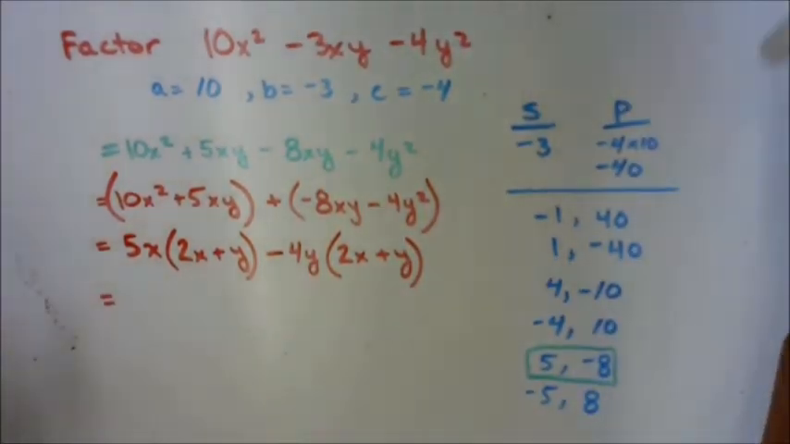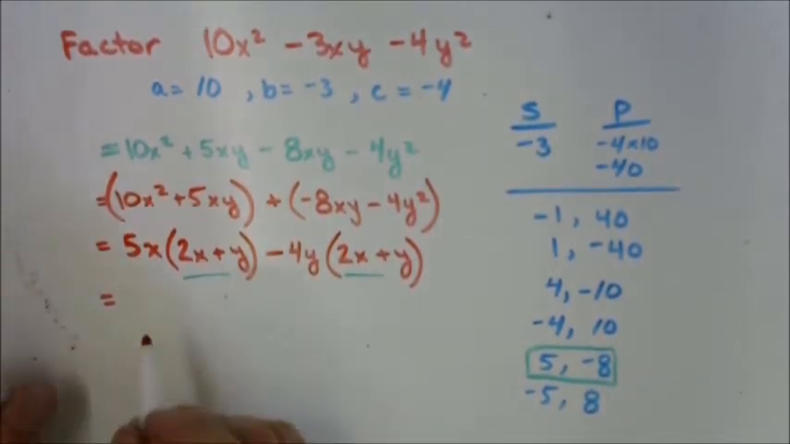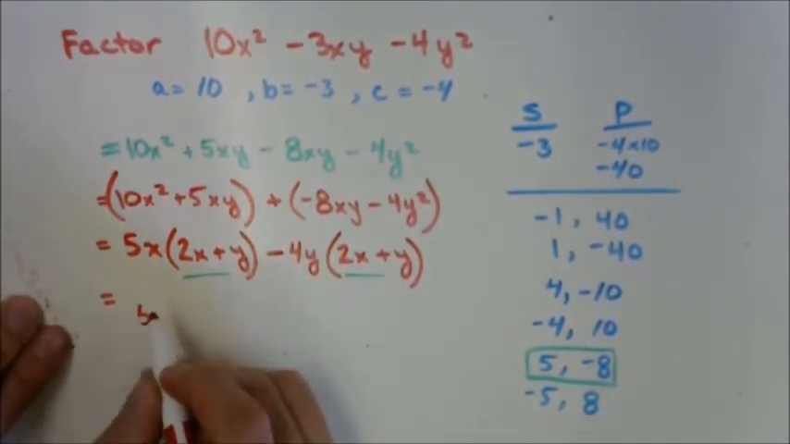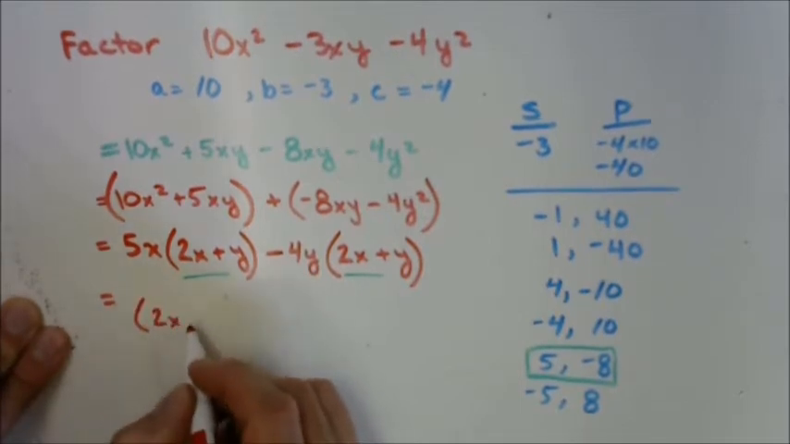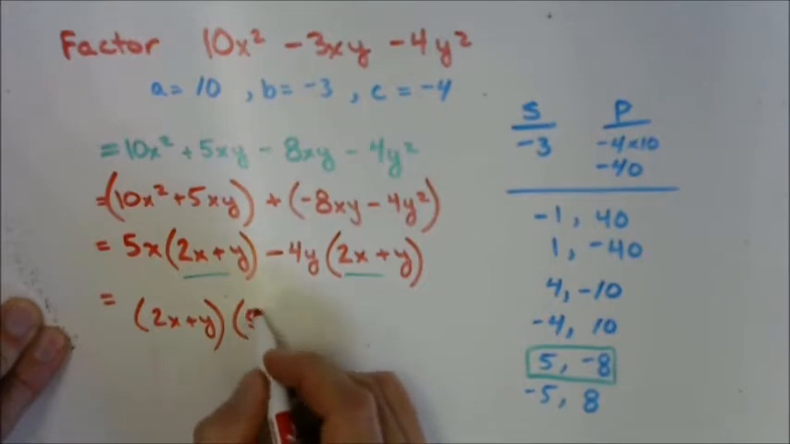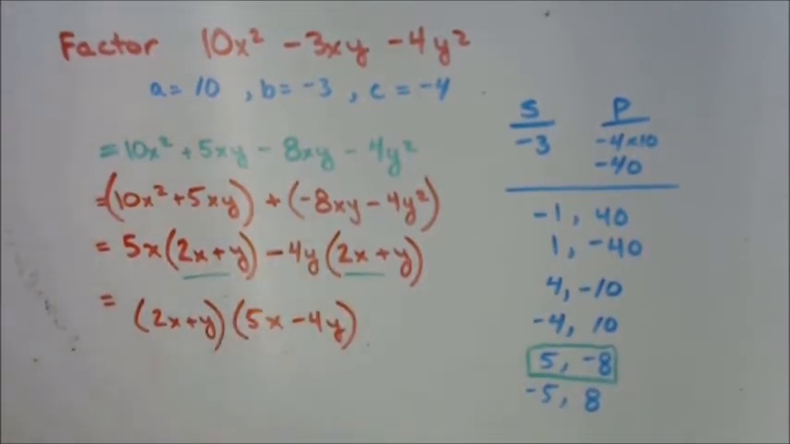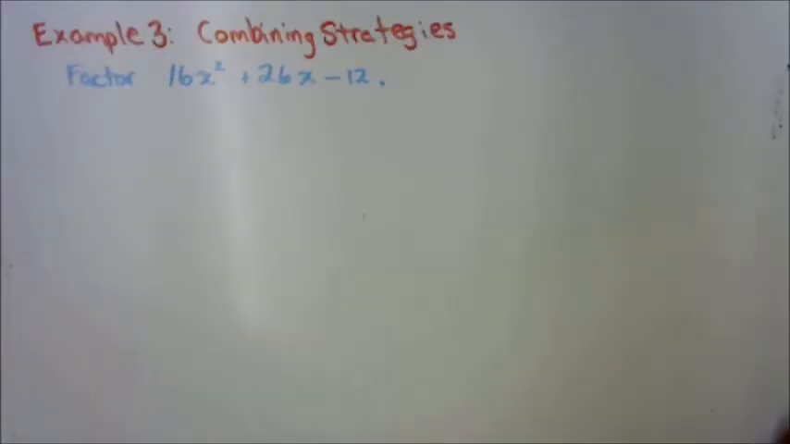And again, you can see that you've done it correctly if both of these binomials are the same. And now we can pull out 2x plus y from both of the terms that we have, leaving us with 5x minus 4y. And that is the binomials product that equals our trinomial there.